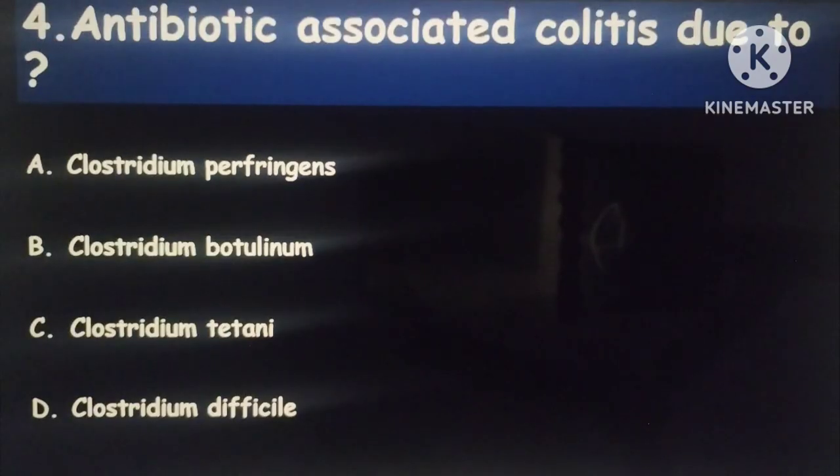Okay, so coming to the fourth question, antibiotic associated colitis is due to Clostridium perfringens, Clostridium botulinum, Clostridium tetani and Clostridium difficile. So always antibiotic associated colitis is associated with difficile only. So that too there are main antibiotics which have been implicated in causing this condition, that is pseudomembranous colitis, right?